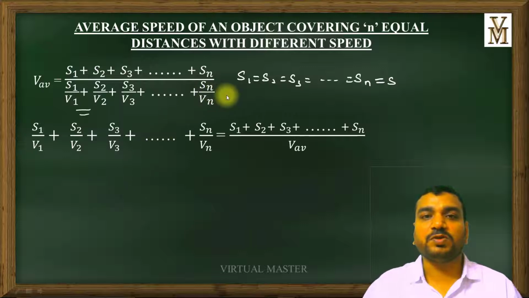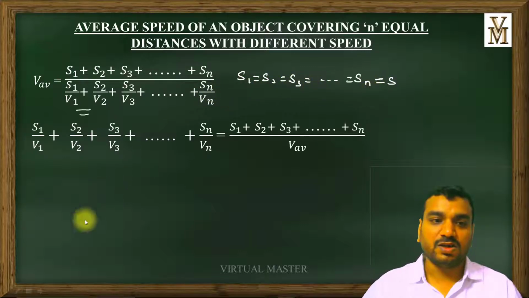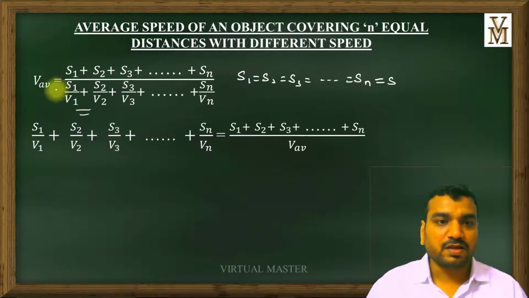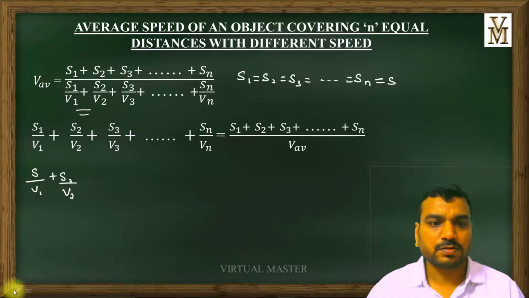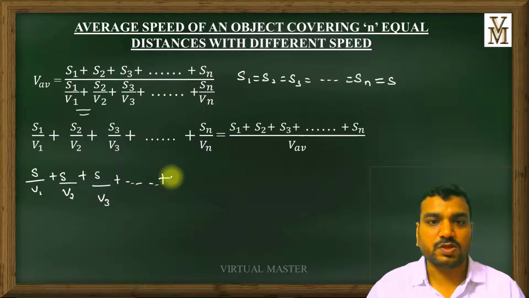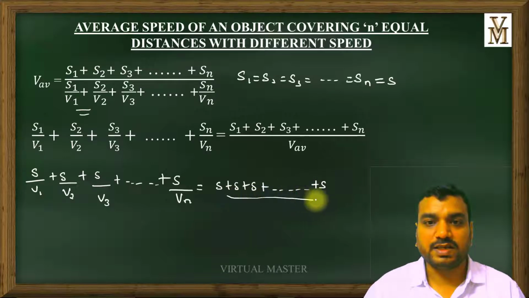Okay. Now let us substitute the value of S1, S2, S3 by S. After substituting, what you are going to get? S1 is S, right? So I am going to get S by V1 plus S by V2 plus S by V3 up to Sn. Sn is also equal to S. So I can write S by Vn, which will be equal to S plus S up to n times. Okay. So I can write S plus S up to n times divided by VAV.